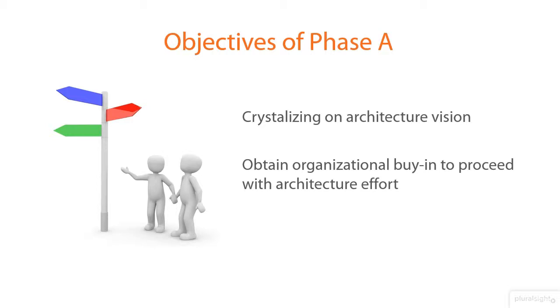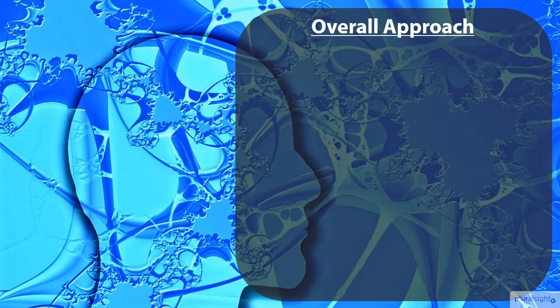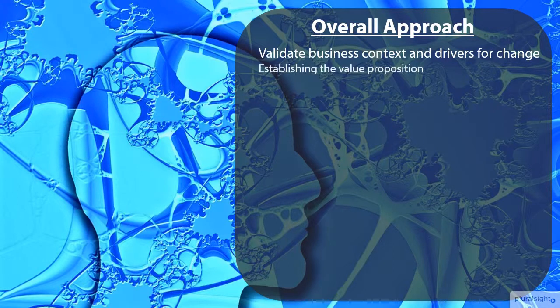So, working towards these objectives, the overall approach in this phase is focused on crystallizing the architecture vision. What we mean by that is, in this phase, architects perform deeper analysis to essentially validate the business context and the drivers identified earlier in the preliminary phase. This involves working on 5 key areas. First, to establish the true value proposition of the change. Secondly, demonstrating how the proposed architecture work would be able to meet these expectations.